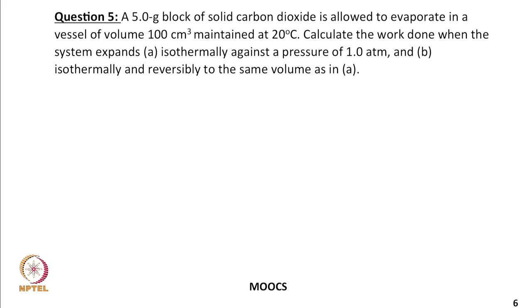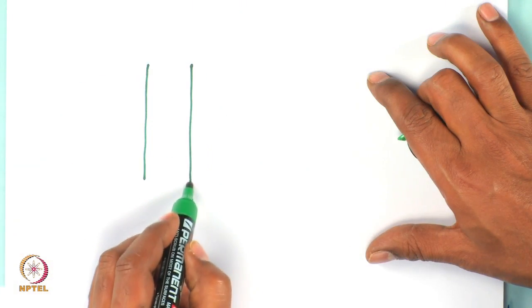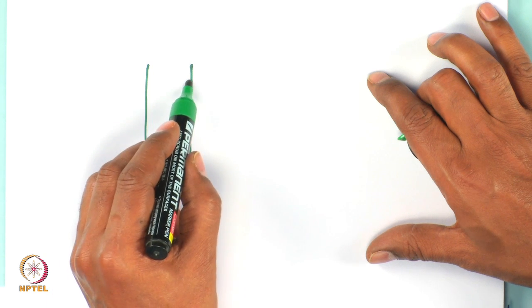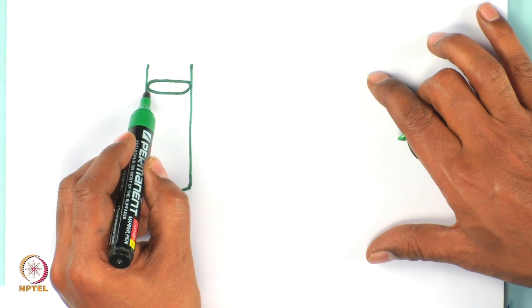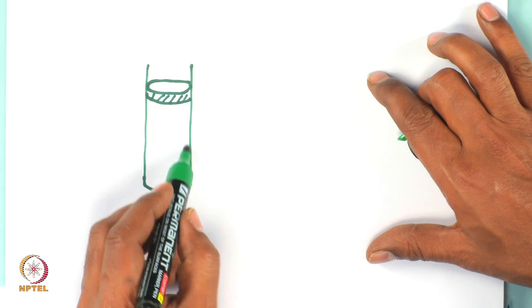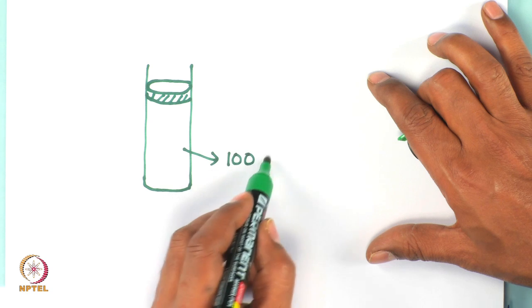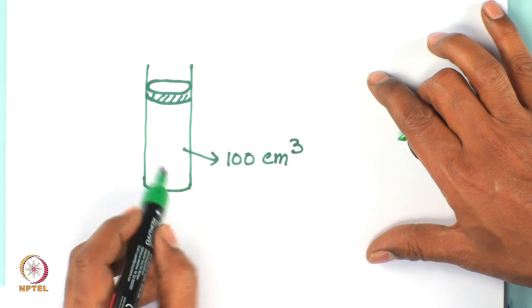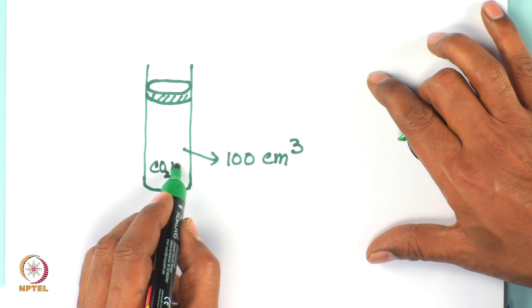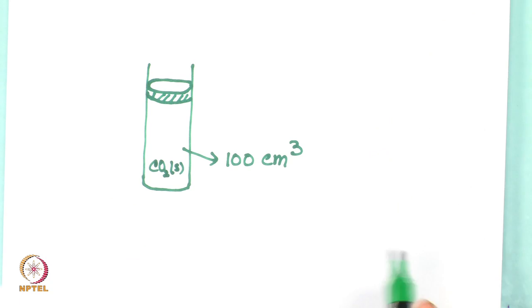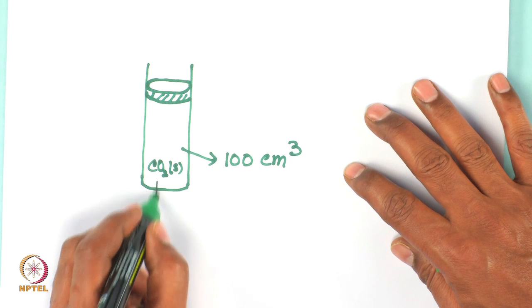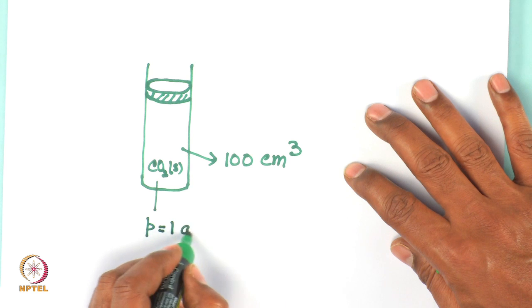So, what you have is solid carbon dioxide, and it is in a vessel of 100 centimeter cube. So, it is like, you have a vessel. If I represent the vessel like this, and the total volume is 100 centimeter cube, and in this you have carbon dioxide solid, and the pressure is equal to 1 atmosphere.